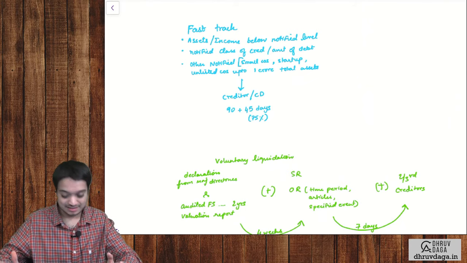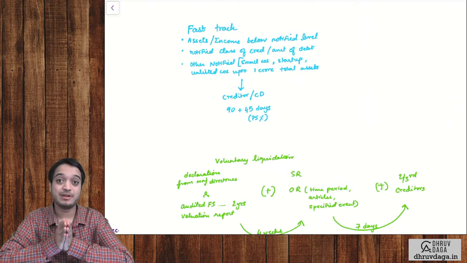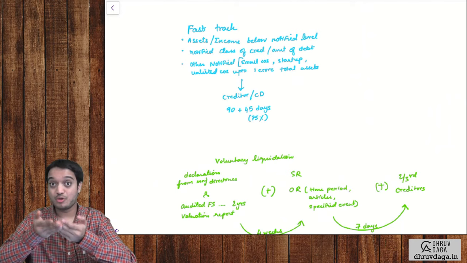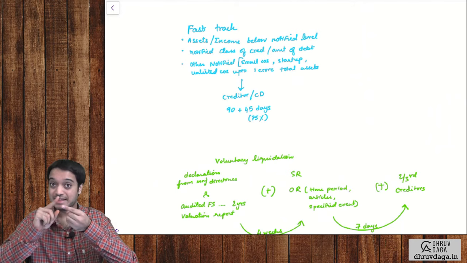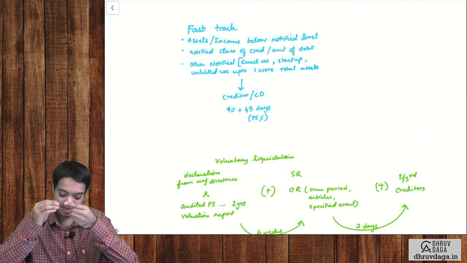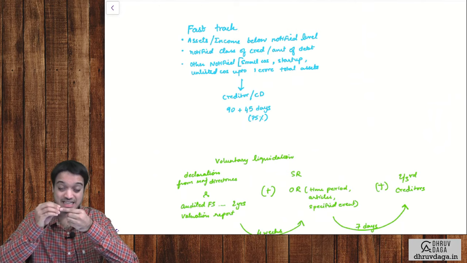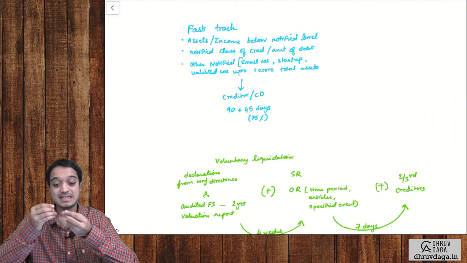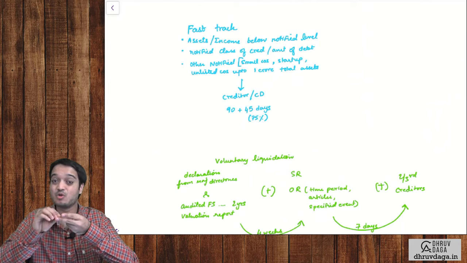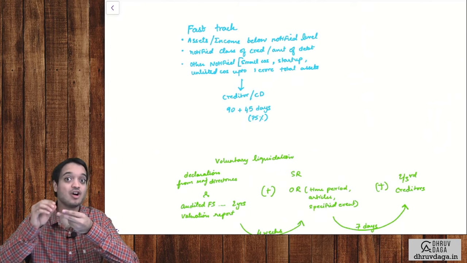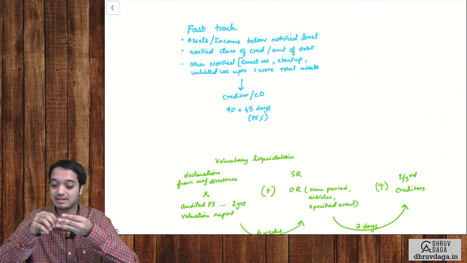Now, fast track insolvency process can also be adopted. The specified people are allowed to go in for a fast track. Who are those? Number one, persons, that is entities having an asset or income below the notified level. Second is have specified or notified classes of creditors or amount of due. And the third is other notified entities, corporate persons.